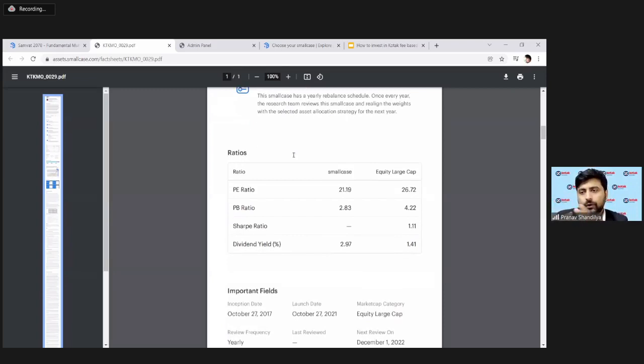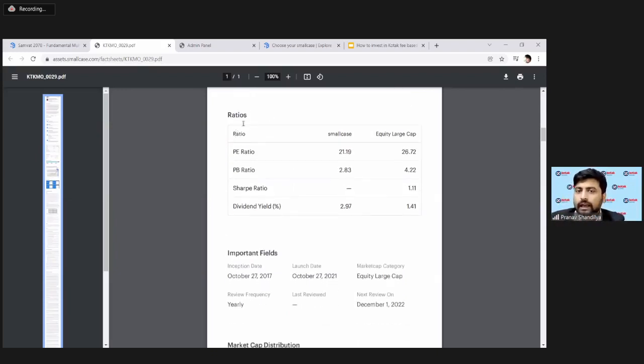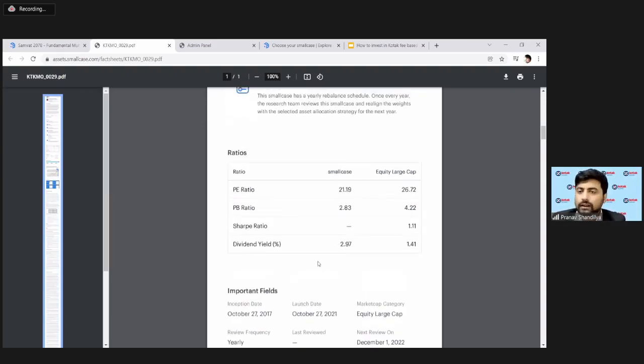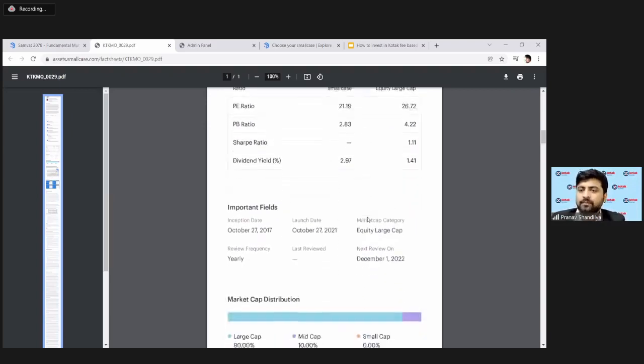So for those of you who are already financially savvy and want to find out specific financial details about this particular basket, what you can do is head over to the ratios section in the fact sheet. Here we find things like what is the PE ratio of the smallcase and what is the PE ratio of the large cap index right now, what is the PB ratio, Sharpe ratio, dividend yields, and all that will be mentioned in the ratios section.